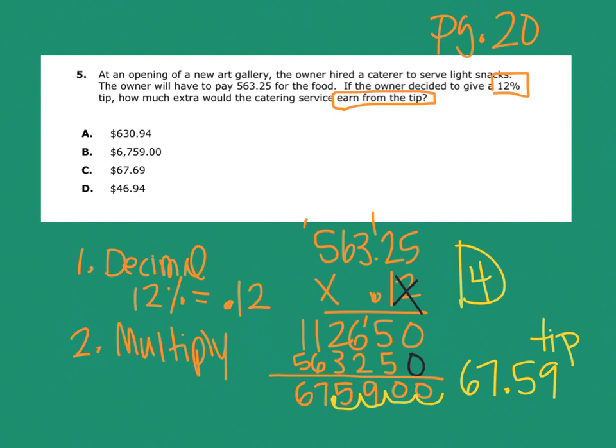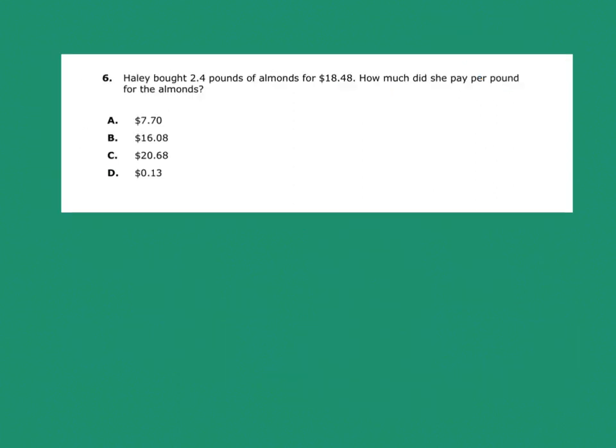The closest answer is C, 67.69, and some of you may have had a version on your test that got corrected and said 67.59, and some of you may have this one that says 67.69, but C is definitely the best answer. It's the closest thing to how much just the tip would be.